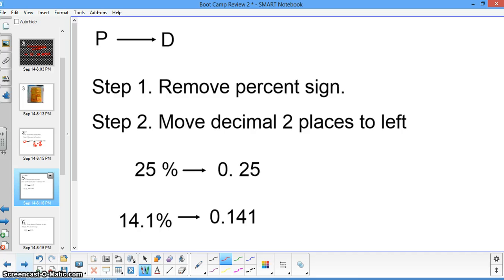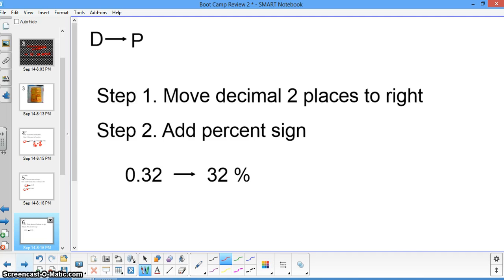Looking at percents to decimals. First step, remove the percent sign. Step 2, move the decimal 2 places to the left. So we've already looked at that. Again, remove the percent sign. The decimal is at the end of the number. Simply move it to the left 2 spaces. And that's how you get decimal 0.25. 14.1, don't let all those numbers confuse you. Get rid of the percent sign. Move the decimal 2 places to the left and you get decimal 0.141.